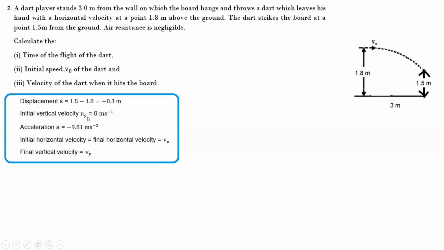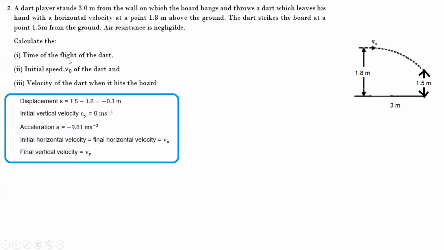Initial vertical velocity is 0 because a player is throwing horizontally. When he's throwing horizontally, there will be no initial vertical velocity. Acceleration is due to gravity, which is minus 9.81 meter per second square. Initial horizontal velocity remains constant throughout the journey. So you can say initial horizontal velocity is equal to final horizontal velocity, which we are considering to be V naught. Final vertical velocity we are considering as V subscript Y.